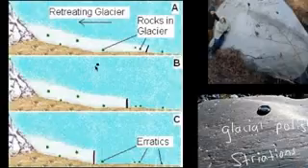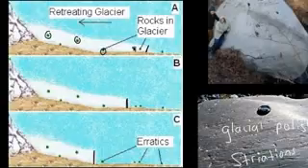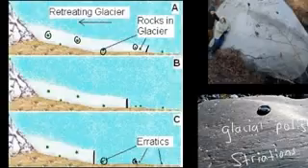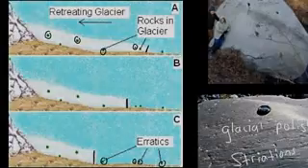Let's jump back up to A. Notice that we have these very large rocks that are being carried by the glacier. And then after the glacier melts, those large rocks get deposited on the ground. That's what an erratic is. It's a large rock that gets transported by a glacier from somewhere else.